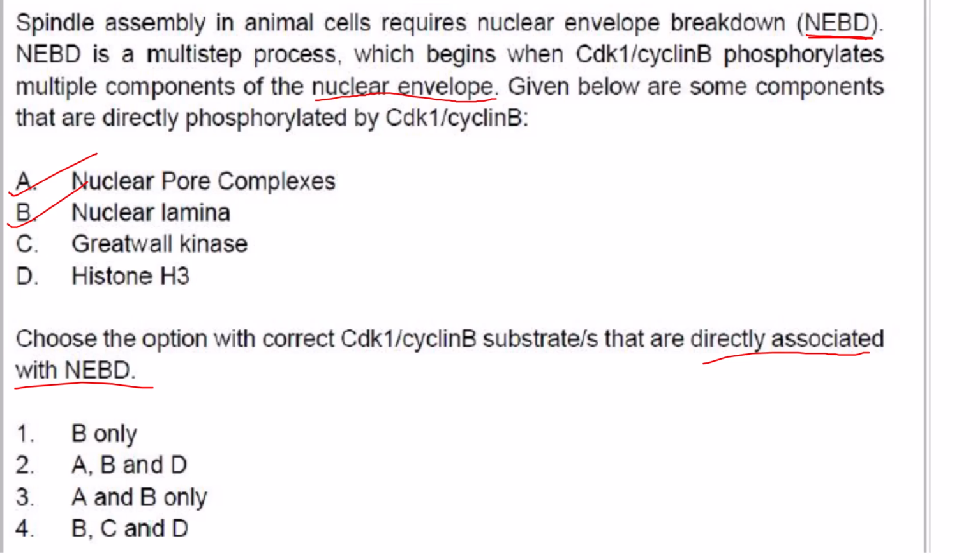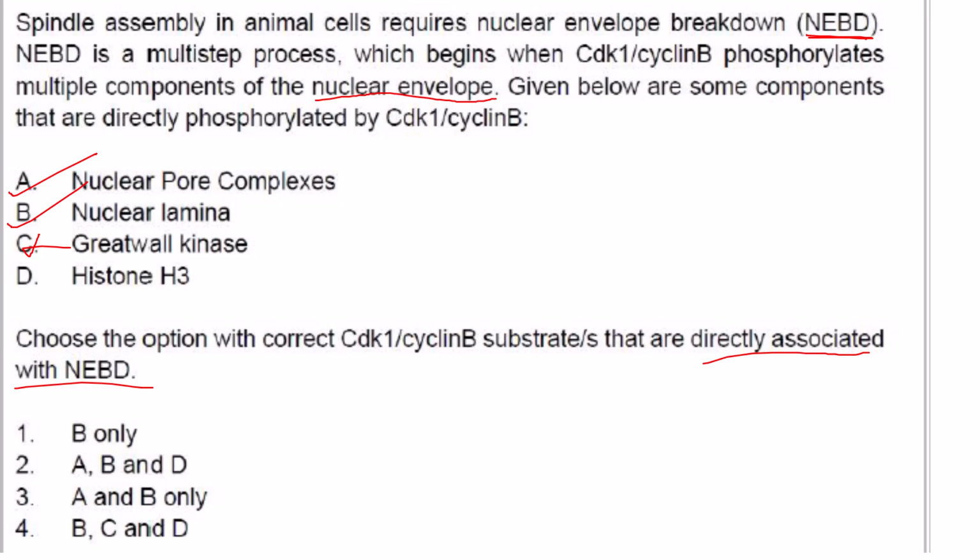Now Greatwall kinase, yes, that is also phosphorylated and activated by CDK1, and what Greatwall kinase does is it inhibits the phosphatase activity of PP2A-B55, another enzyme, and it promotes mitotic entry. So CDK1 phosphorylates Greatwall kinase. But as per the question, they have asked which one is directly associated with nuclear envelope breakdown. Greatwall kinase doesn't have anything to do with nuclear envelope breakdown, so that cannot be the answer. So C is not the answer.